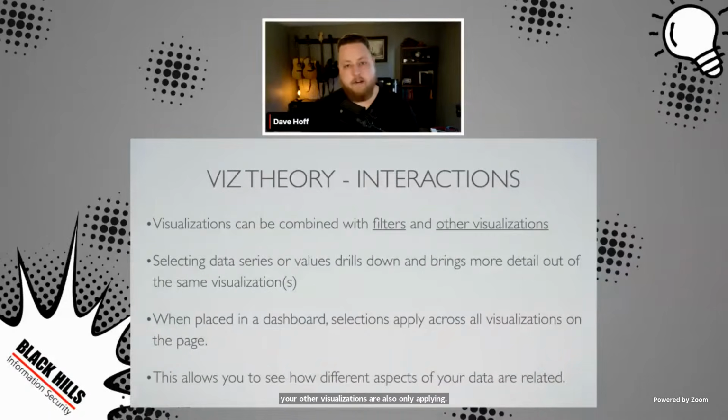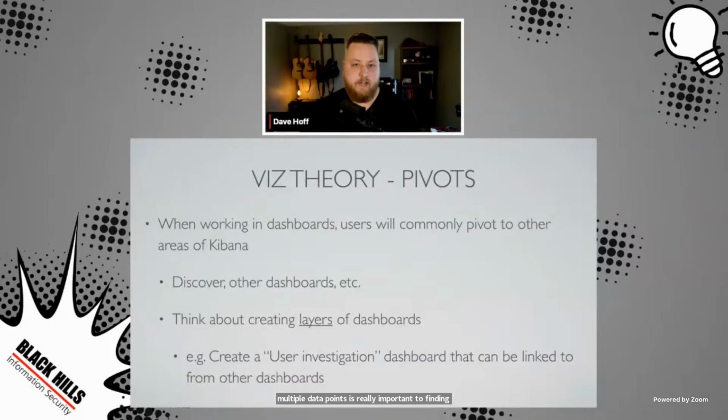Being able to click back and forth and add and remove filters is a really good way to see how your data is related, how different data points within your logs are related. We frequently find in the SOC that one user or one host is sending an abnormal number of a specific event code or DNS request. And so being able to pivot between multiple data points is really important to finding that kind of thing. And that concept of pivoting is something that we're going to cover a lot today.